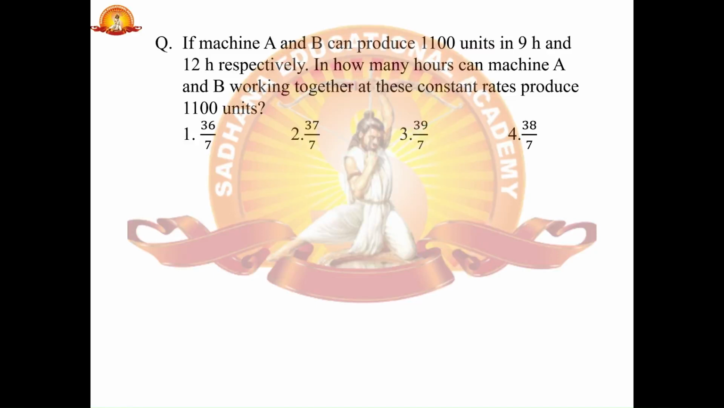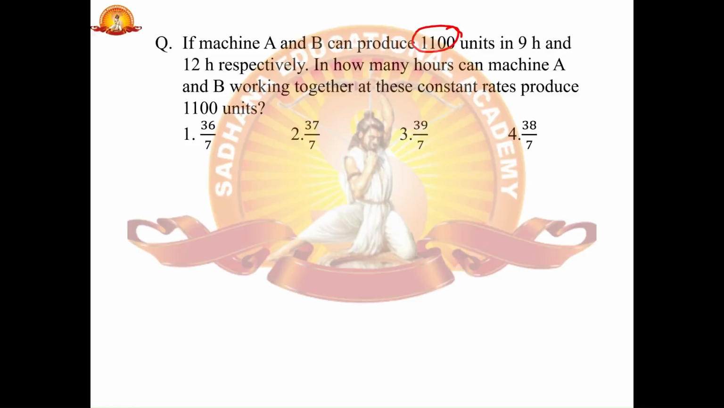If machines A and B can produce 1100 units in 9 hours and 12 hours respectively, in how many hours can machines A and B working together at these constant rates produce 1100 units? In the given statement, A and B separately can produce 1100 units each in 9 hours and 12 hours separately. But if they work together, how long will it take for them to complete the same work?